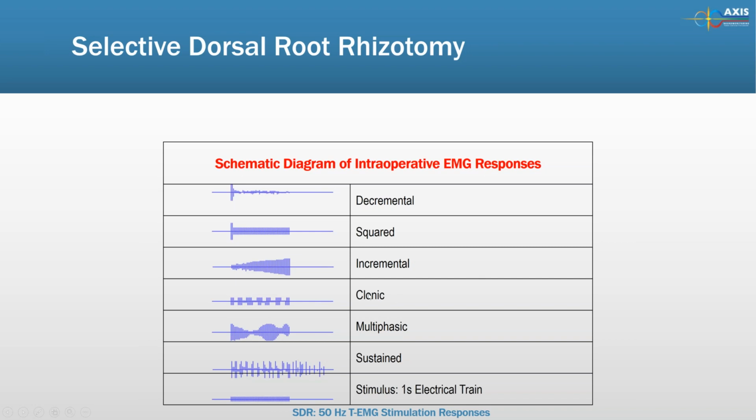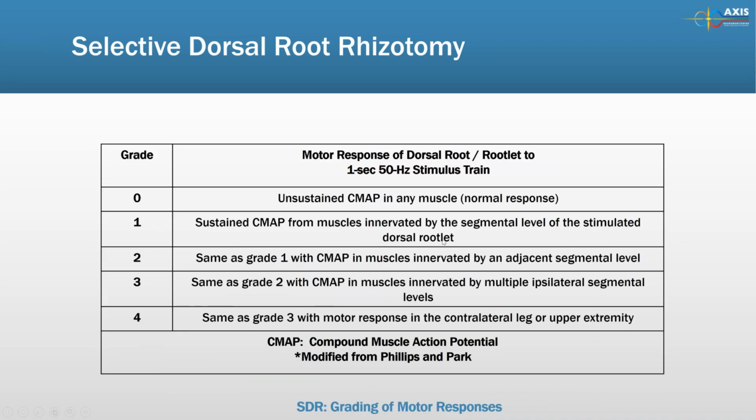In EMG for the rhizotomy, we look for the abnormal response and grade them into 0, 1, 2, 3, 4. 0 means no response, 1 means response from the same muscle, 2 means response from the same muscle and the next muscle, 3 means response from the same muscle and the most distal muscle in the leg on the same side, and 4 means you're getting response from all other muscles in the body.